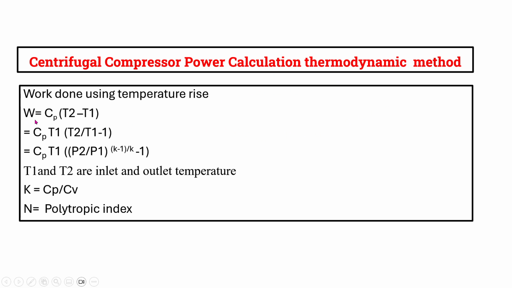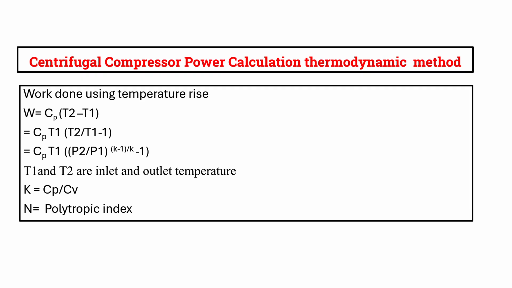that is, work done W is equal to Cp (T2 minus T1), where T1 and T2 are the inlet and outlet temperatures. Cp is the specific heat at constant pressure. So if you take T1 common, then Cp T1 (T2/T1 minus 1), and we know that P v to the power gamma is equal to constant for a polytropic process.